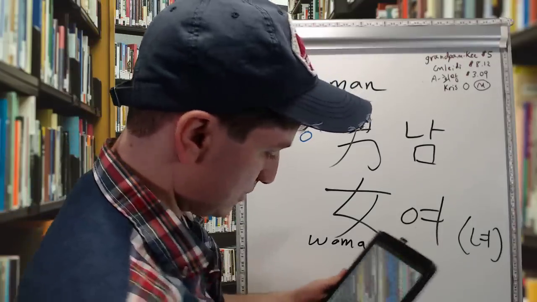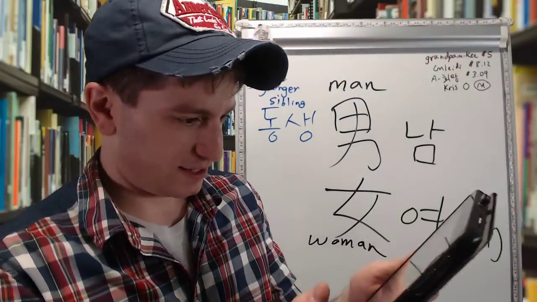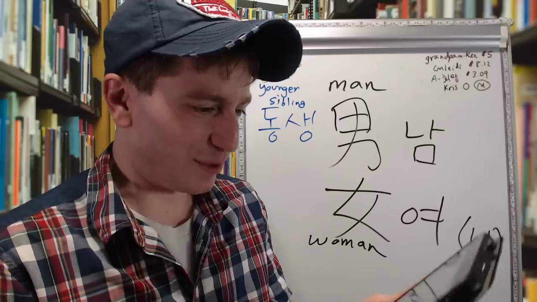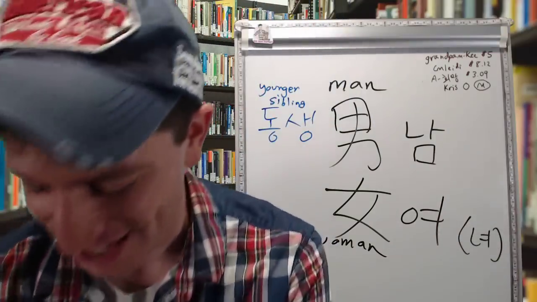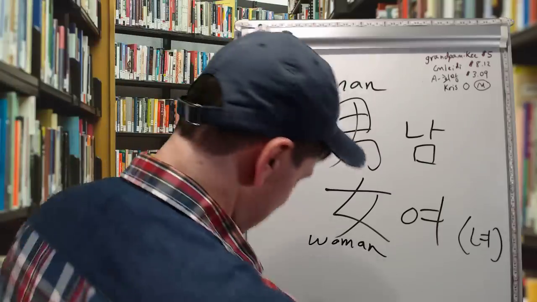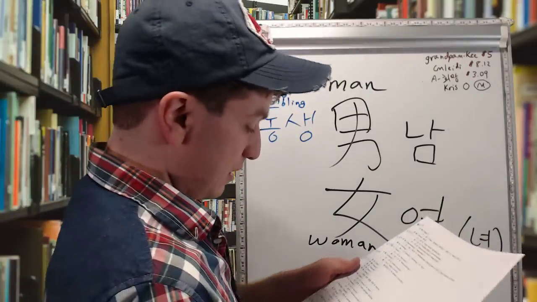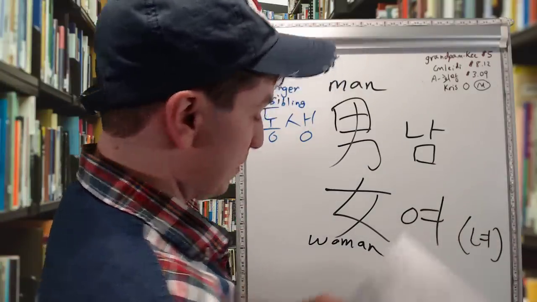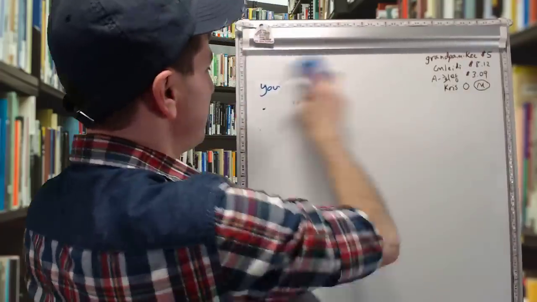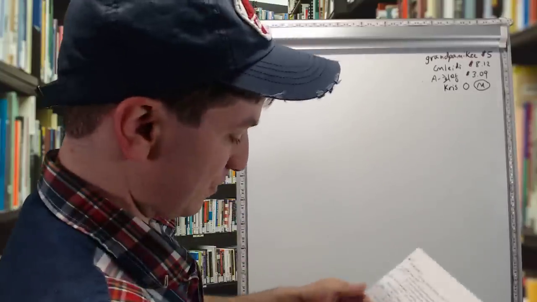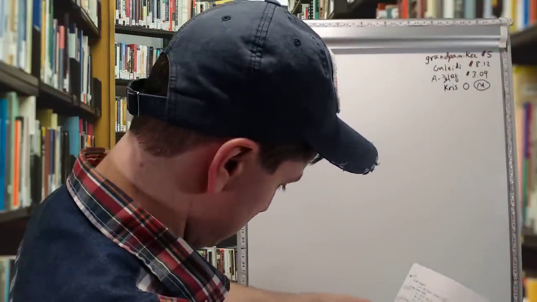Let's see. Check here. A bunch of people writing Chinese characters in the chat. That's cool. I'm glad some of you guys are familiar with Chinese characters. Okay. Let's do another example. We're not done with these male-female things yet, but one more example.